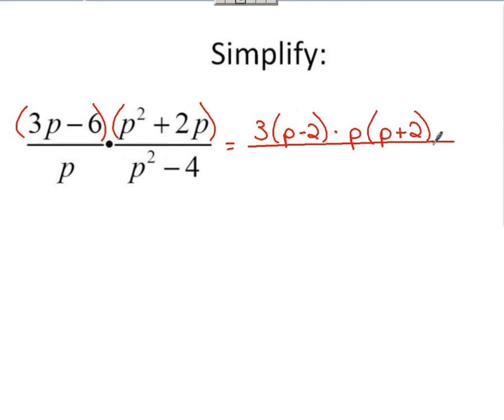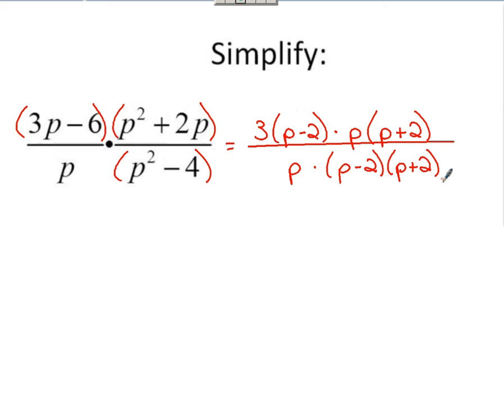Considering the denominator, pushing all of this stuff together, we've got p times... well, notice the p squared minus 4 is the difference of two squares, so we can factor it. That would factor to p minus 2, p plus 2.